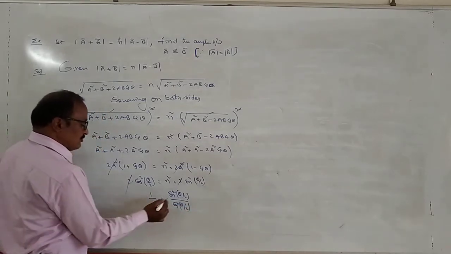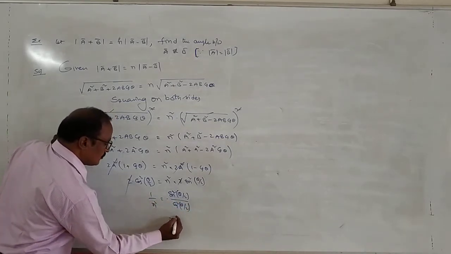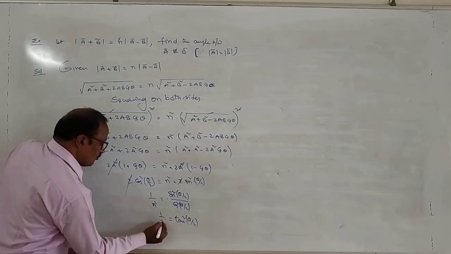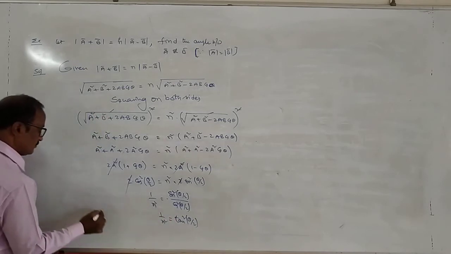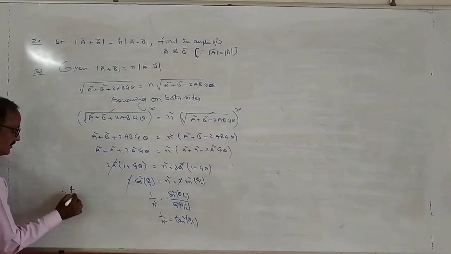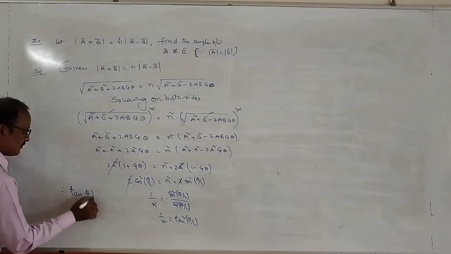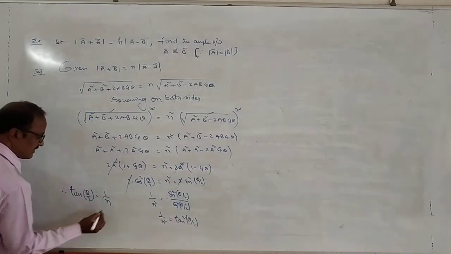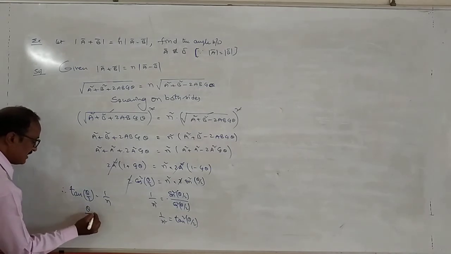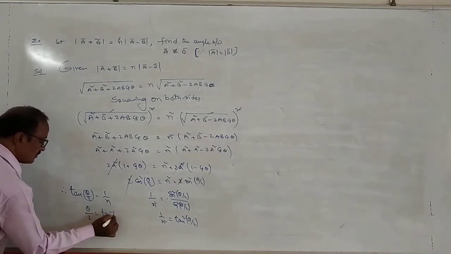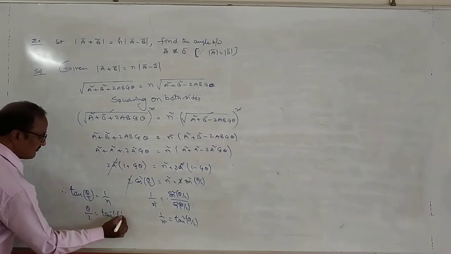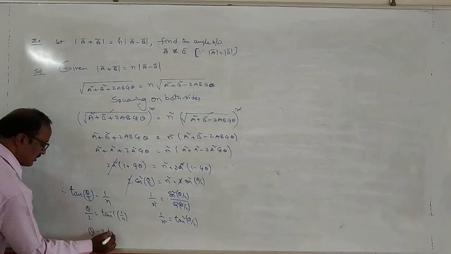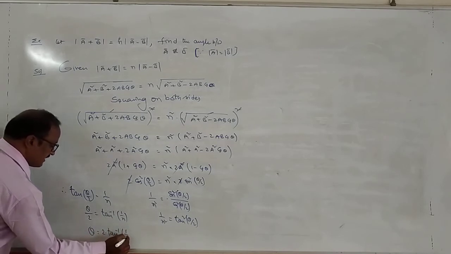Sin square theta by 2 by cos square theta by 2 should be equal to tan square theta by 2. 1 by n square is equal to tan square theta by 2. That's why tan theta by 2 is equal to, what is the value? The square is cancelled on both sides, so 1 by n. Or theta by 2 is equal to, taking tan this side, tan inverse of 1 by n. Or theta is equal to 2 tan inverse of 1 by n.